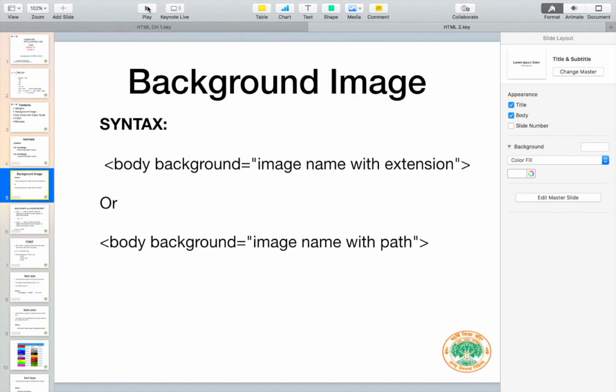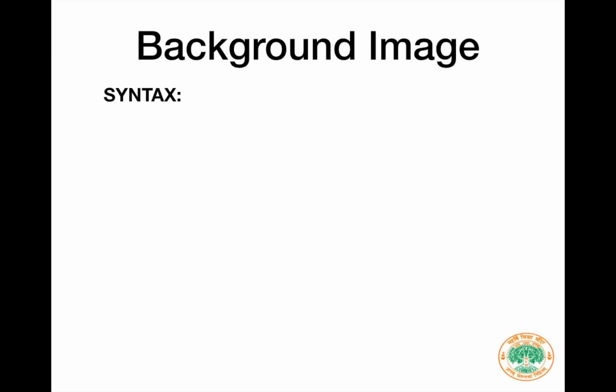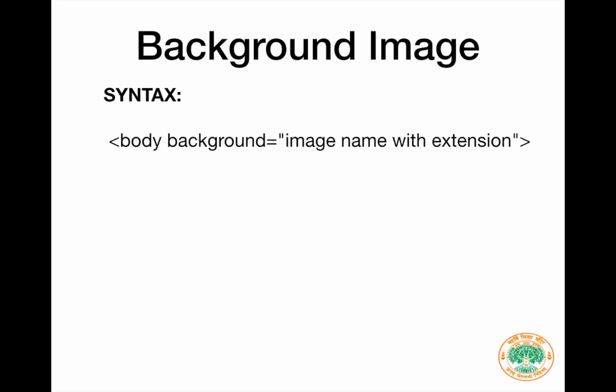So till now we learned how to give color as the background, but suppose we want to give an image as a background. If we want to give an image as a background, there is an attribute which is along with the body tag, and by using that particular attribute we can give an image as a background. What is the syntax? The syntax is body background equals to image name with extension. This word is very important. So what are some extensions of images? Some extensions of images are GIF, JPG, PNG, and some other extensions are also there.